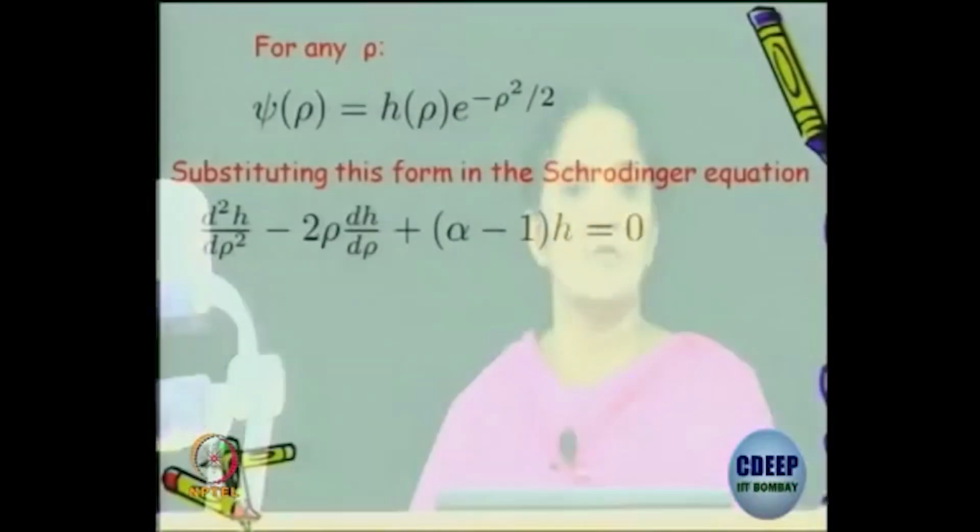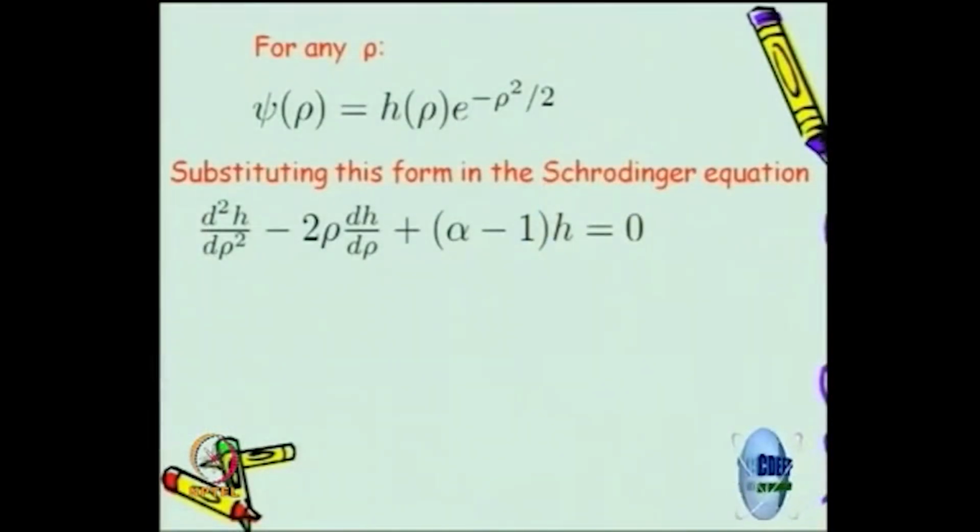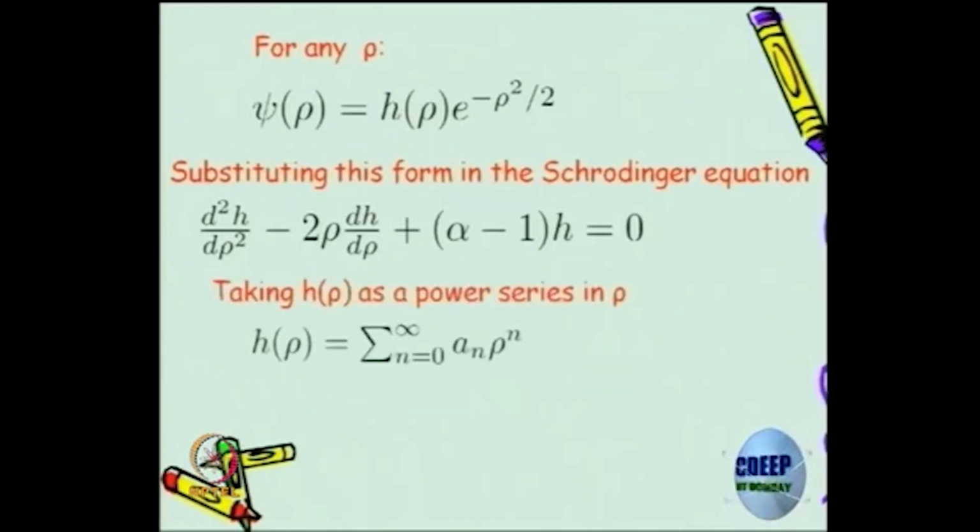Alpha is proportional to energy. Looking at this, can we say what is the solution? It's not obvious. If you go and look at the mathematical special functions, you can determine what the solution is. But we would like to do this from first principles, to find the solution. To do that, what do we do?